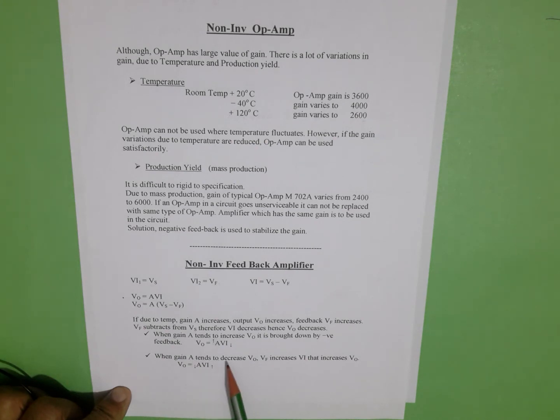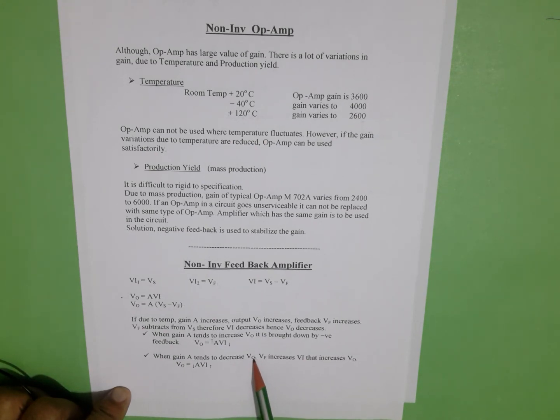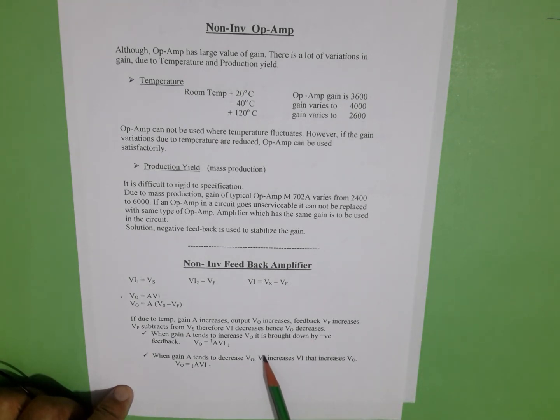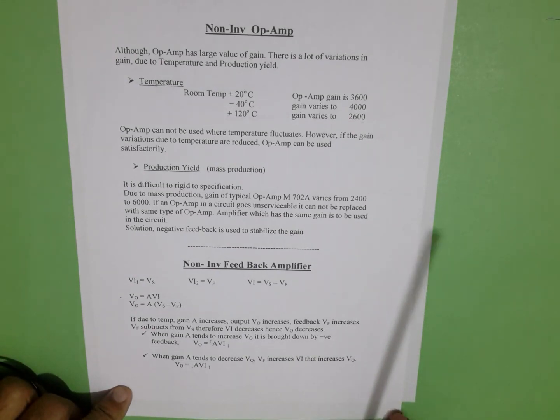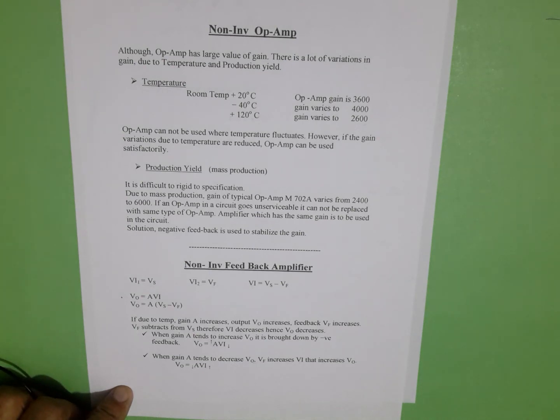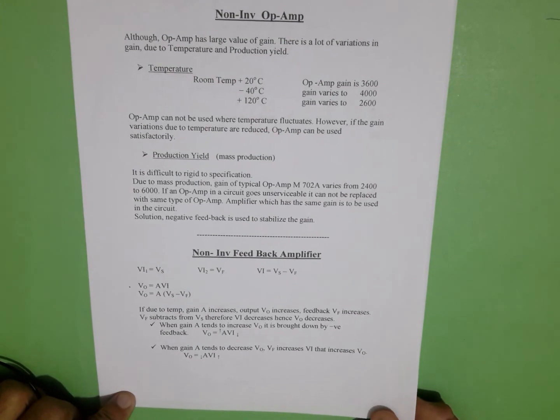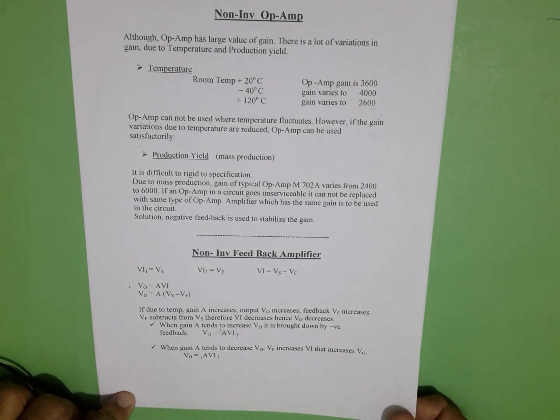When gain A tends to decrease V naught, the feedback voltage decreases, subtracts less from Vs, and the duty of Vf is to increase V input, that will increase V naught. Here, when gain A decreases the output voltage, feedback voltage decreases, which will increase V input, and the decrease in output voltage is counterbalanced by the V input voltage, and virtually the feedback voltage is responsible for keeping the output voltage constant.